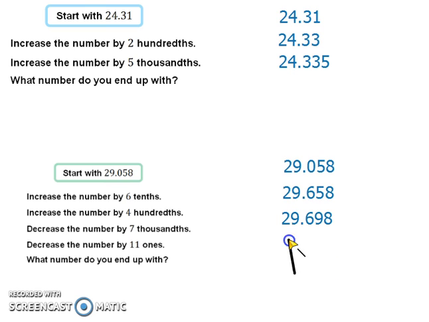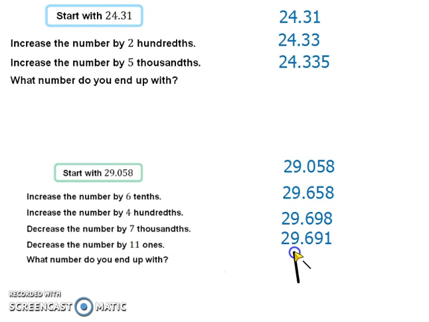Okay, now our next task is to decrease the number by 7 thousandths. So we're going down now. We know that this is our thousandths column. I'm going to go down by 7. So 8 decreased by 7, or 8 take away 7, equals 1. So our new number is 29.691. Now our last step is decrease, so we're going down, the number by 11 ones.